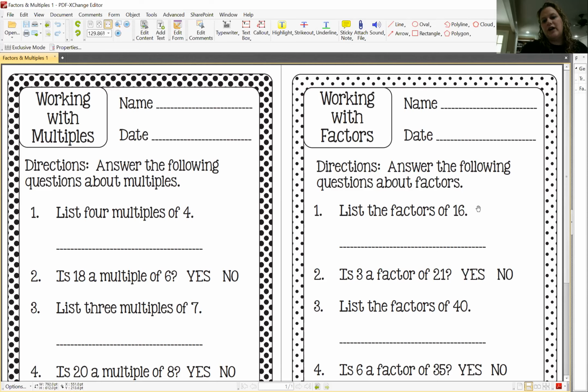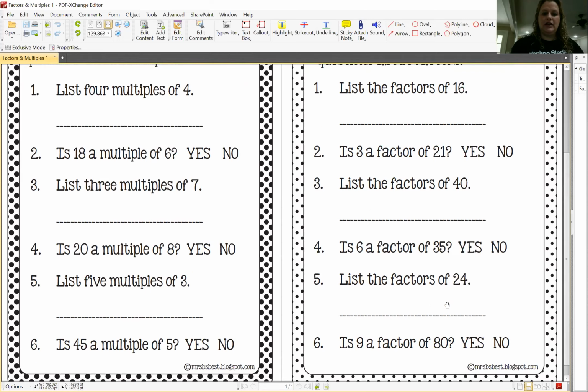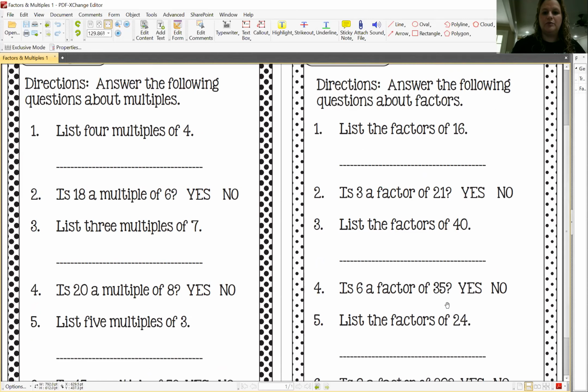Now over here, the factors of 16. You'd want to do like a rainbow: 1 and 16, 2 and 8, 4 and 4. Is 3 a factor of 21? Could you multiply 3 with something else to get 21? Yes, because 3 times 7 would be 21. So hopefully you see kind of how this is going to go. I hope this should be pretty simple.